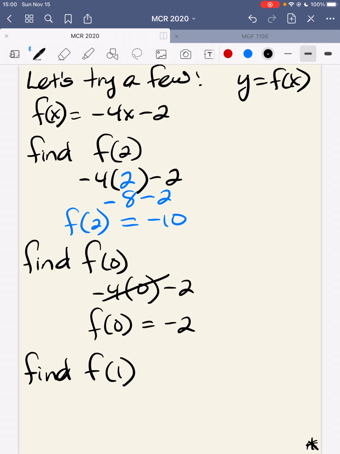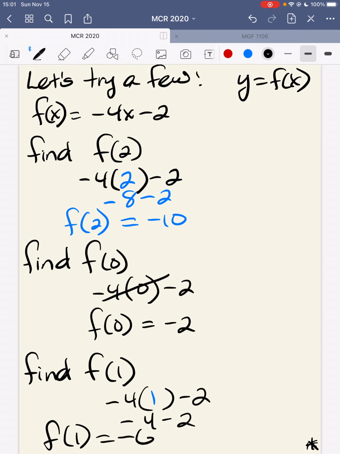Last one, I'm going to find f of 1. So I have negative 4 times 1 minus 2. So I have negative 4 minus 2. So f of 1 in this case is going to be negative 6.